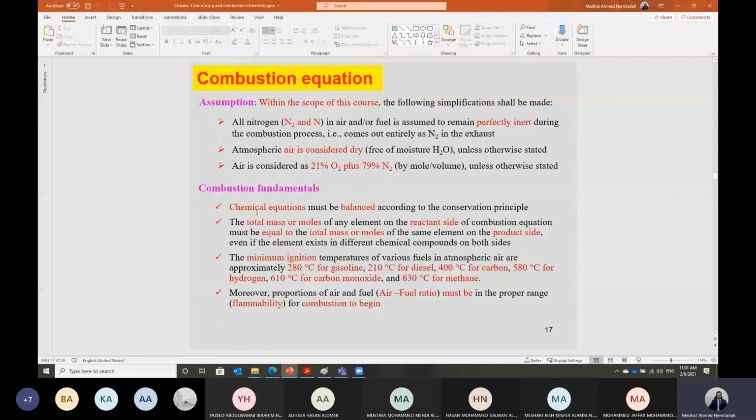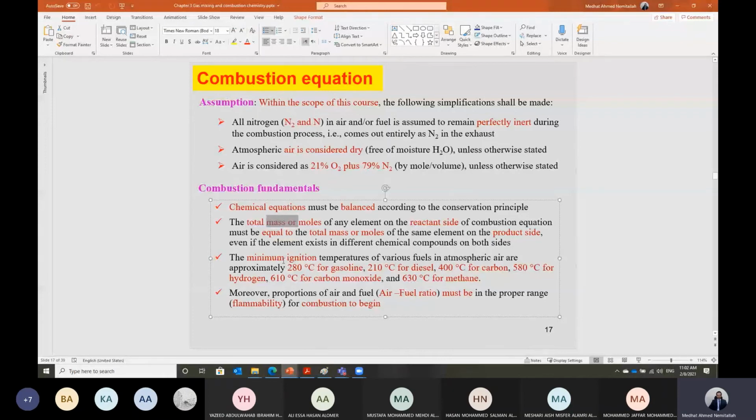Take note of the combustion fundamentals, guys: the chemical equation should be balanced based on the number of moles or mass. Mass cannot be created or destroyed. So the number of moles of a given species at the inlet should be the same as at the outlet, and also the mass value should be equal for the reactants and for the products.